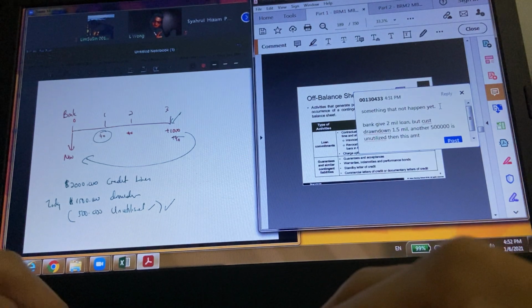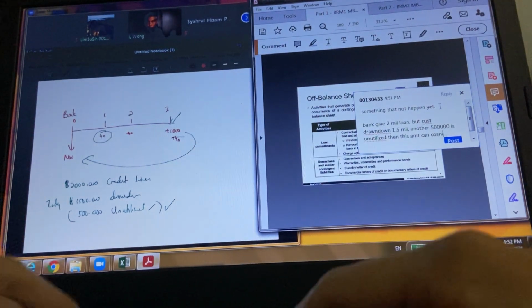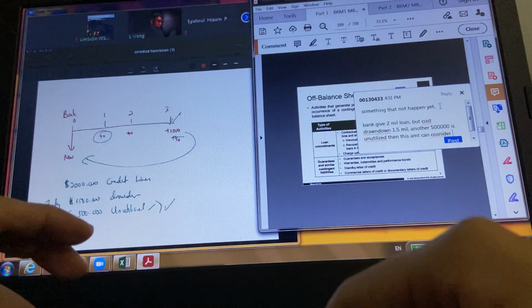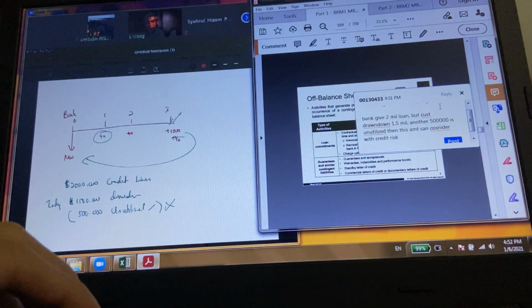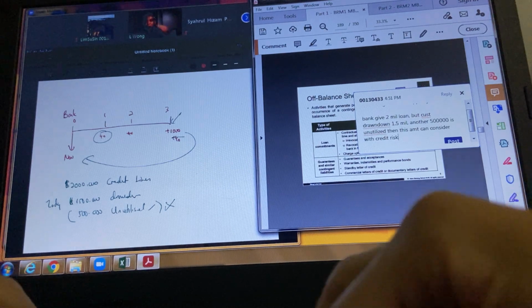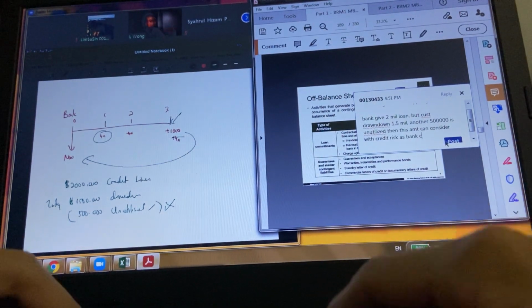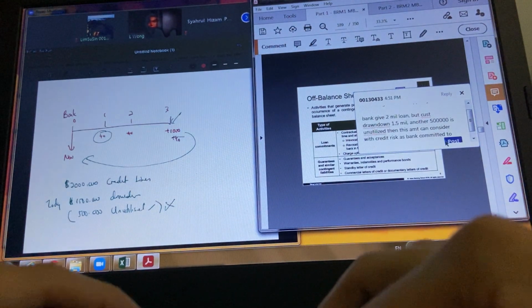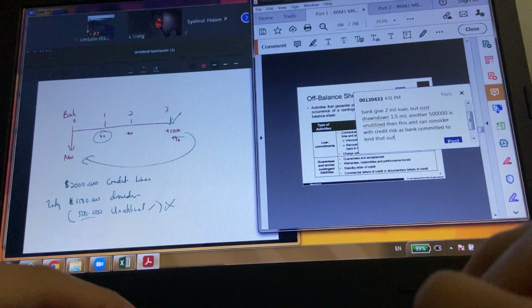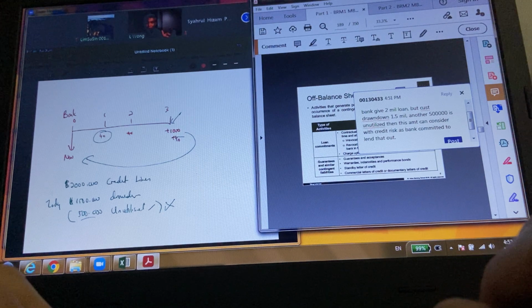Why? It may not happen today, but it can happen in the future. Now, when it happens in the future, we cannot prevent it. You know why? Because the bank has already committed to lend up to 2 million. Even though the customer needs to draw down 1.5 million, the other half a million is something the bank has committed to lend. Means if the customer wants it, they can have it. So that could be the exposure. But the only thing is whether we want to provide the full exposure or not. That is the question.